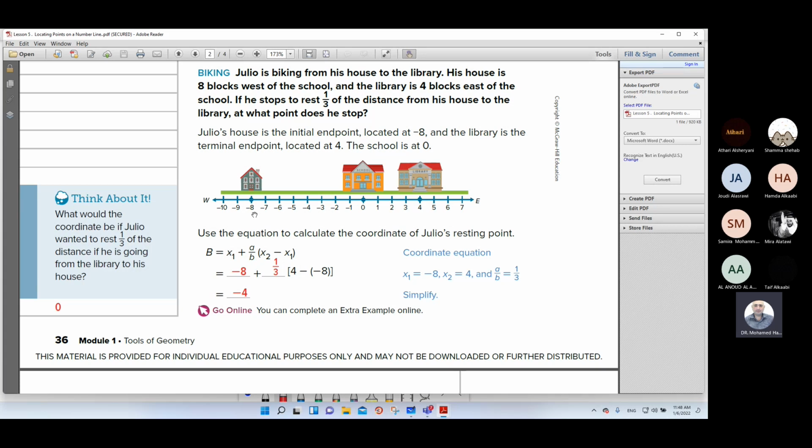What is x1? This is -8. What is a over b? 1/3, the ratio. What is x2? This is 4. And x1 is -8. So 4 minus -8 means plus 8. 4 plus 8 is 12. 12 times 1 is 12. 12 divided by 3 will be 4. 4 plus -8 will be -4. It will be here at this point.